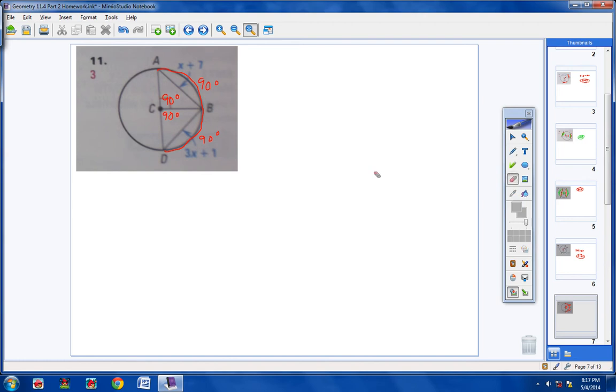I just showed you that this arc right here, AB, is congruent to this arc here, DB. Now what did we learn? If two arcs are congruent, then their corresponding chords are congruent. So this chord here has to be congruent to this chord here. So I'm going to simply write x plus 7 equals 3x plus 1.